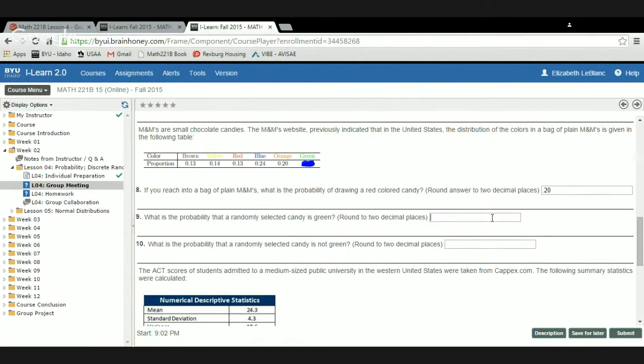Oh, I guess there is a green. So 1 out of 6 is 0.17. Then green is 0.17. And then not green is 1 minus 0.17, which is 0.83.